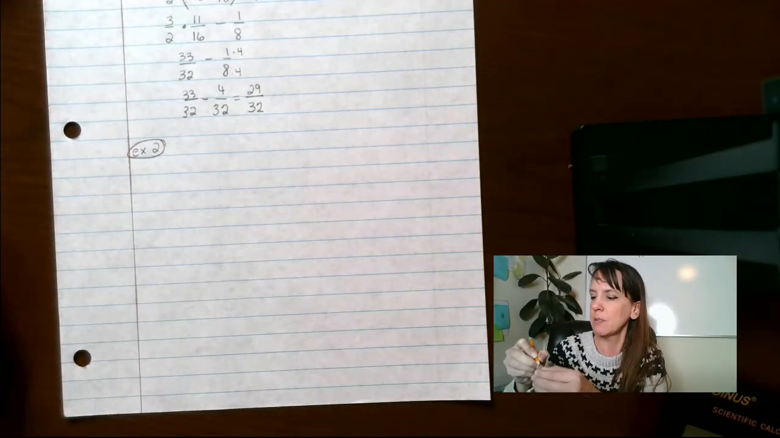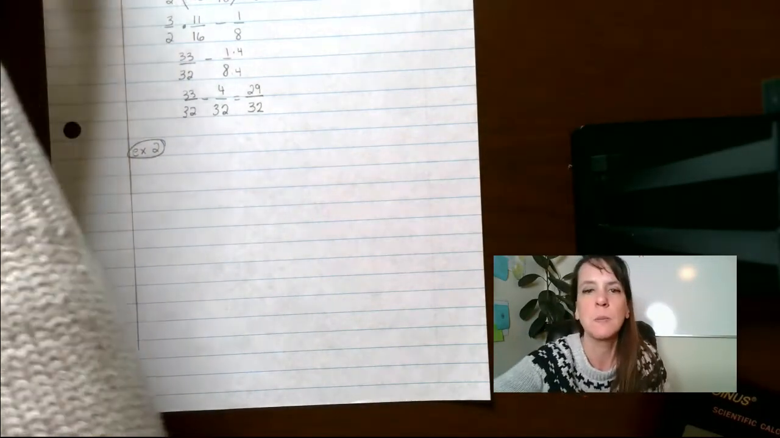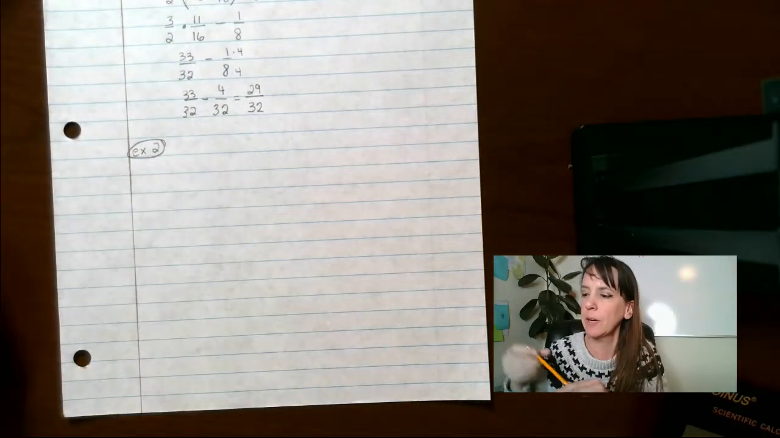What is up with my pencil? Pencil, drive me nuts. All right, there we go.